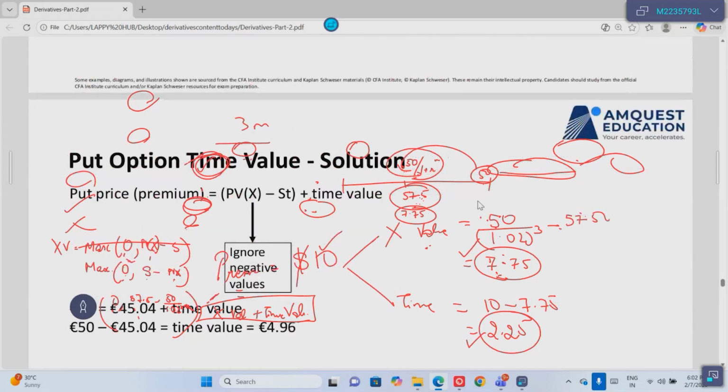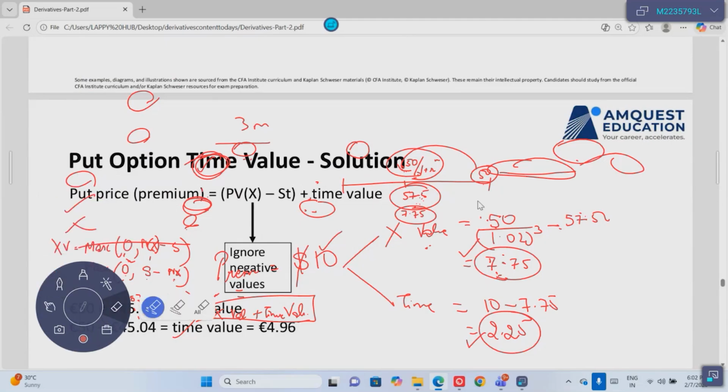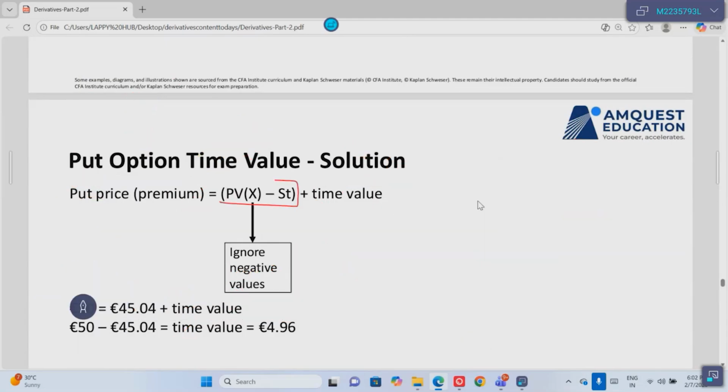See, what is put option formula for this? This is exercise value. This is time value. This PVX minus ST is the put option, and call is ST minus PVX. उल्टा. बस ये याद रखना. ये मिलेगा एग्जाम में, ये कंप्यूट करना है, and this is the balancing figure. That's all you have to think of.